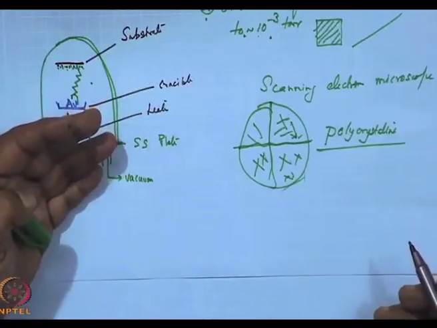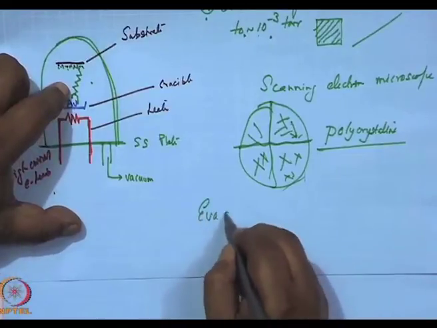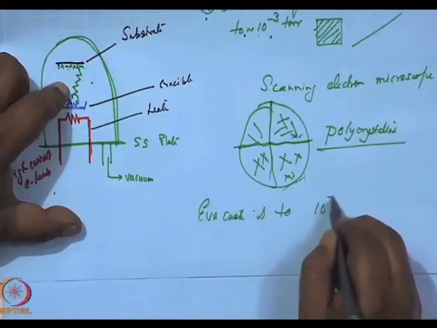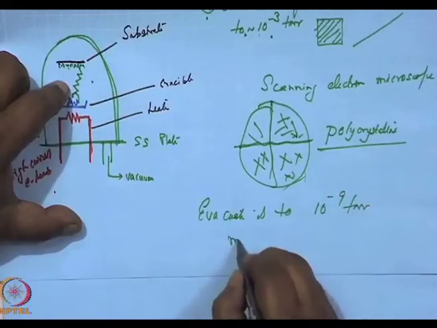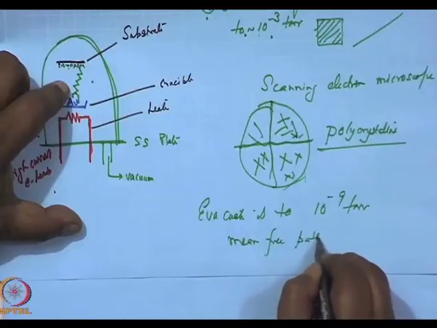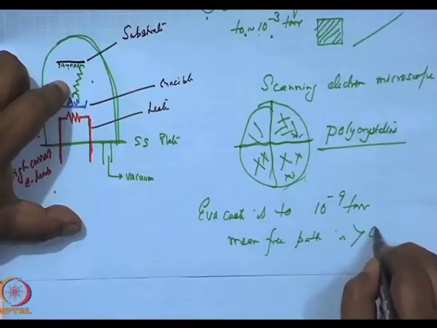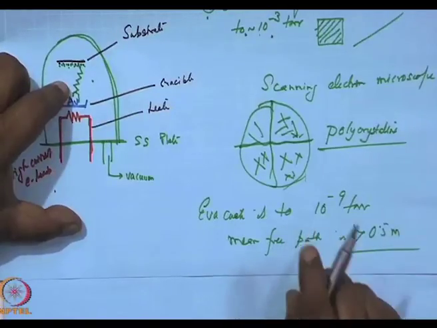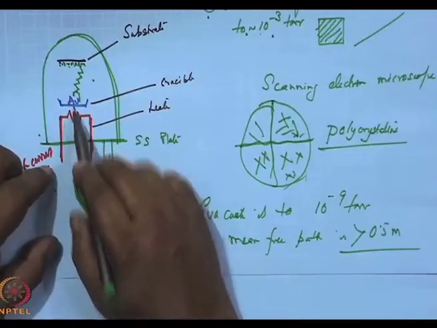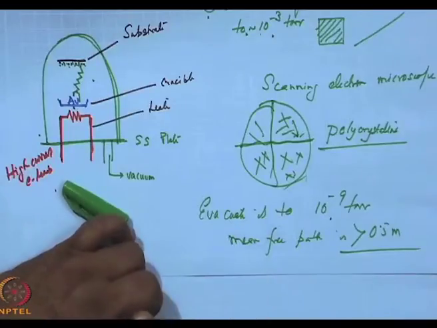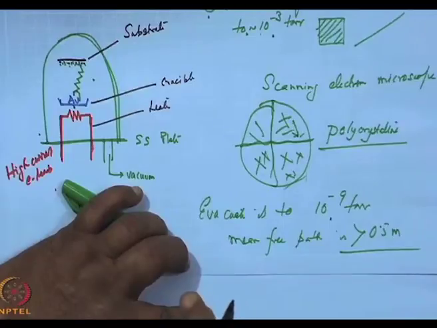So, how do I get them? It is possible to get them if I evacuate it to say 10 to the power of minus 9 torr, where mean free path is greater than 0.5 meters. It means the vapor which arises from this, if I reduce the vacuum to 10 to the minus 9 torr, would not collide with another air molecule until it is at least this far, 18 inches far. So, at 10 to the minus 9 torr, a vapor which is coming out will possibly come into contact with an air molecule for collision only after it has crossed half a meter or 18 inches.